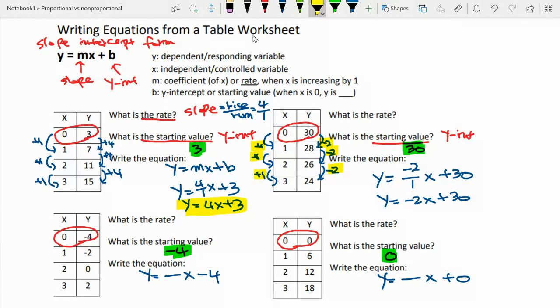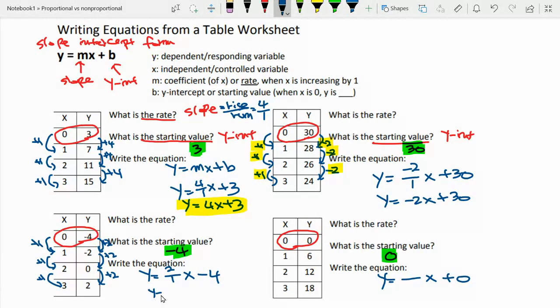All right, moving on to the third table. All right, so 0 becomes 1, 1 becomes 2, 2 becomes 3. Again, I'm adding 1 each time. And -4 becomes -2, -2 becomes 0, 0 becomes 2. Oh, so I'm adding 2 each time. So rise over run. As y changes by 2, x is changing by 1.